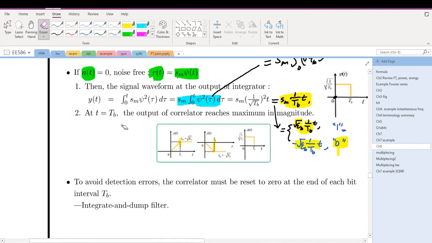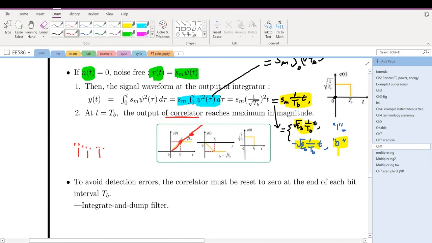Because the integral accumulates the values with time, to make sure the receiver works properly, we need to reset the integrator to 0 at every Tb. At the end of each pulse, we need to set it to 0. Otherwise, the integral won't start with 0 here. If we do not reset at the end of each pulse, and digit 1 keeps coming, this integral will keep going. So eventually this integrator will saturate.